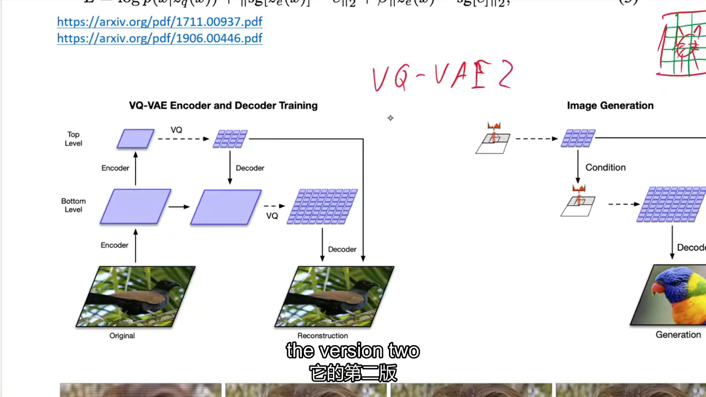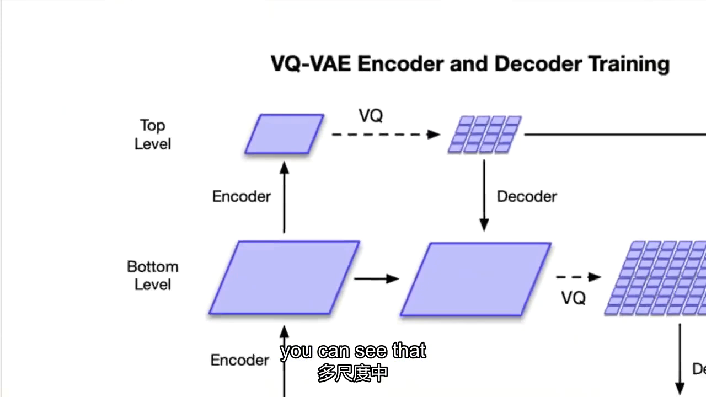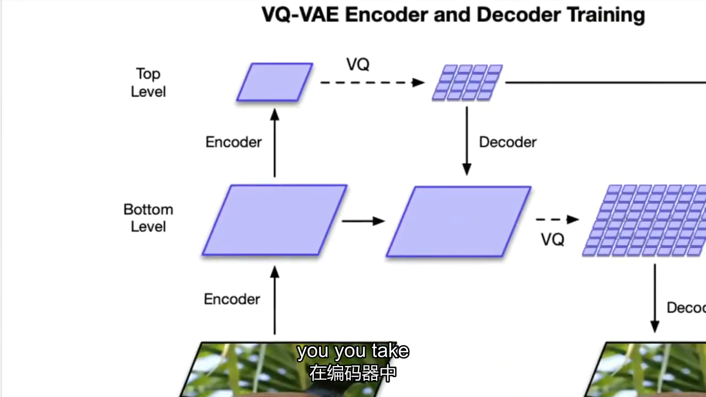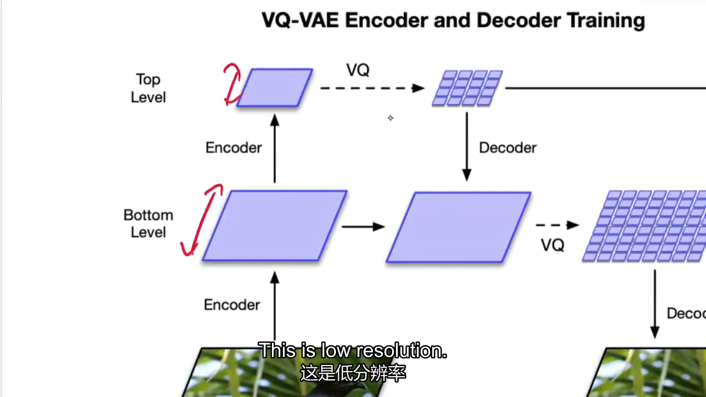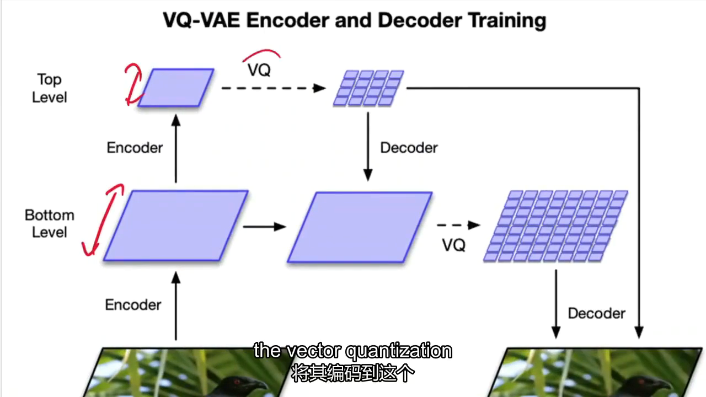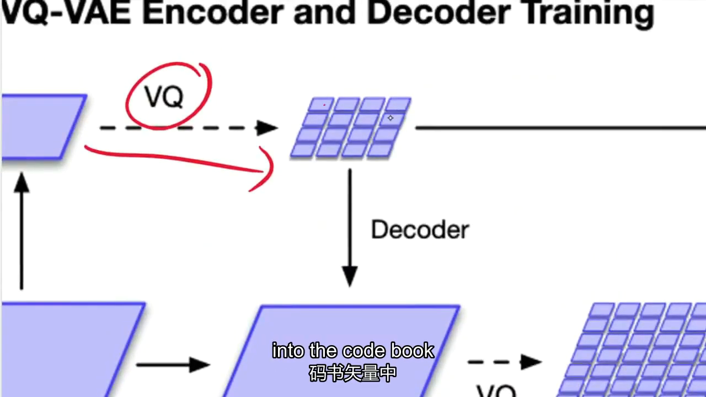Version 2 of it does the same thing, but in multi-scale. So here you can see that in the encoder, you take the image and you put it at multiple resolutions. So this is large resolution, this is low resolution. Then you use the vector quantization to encode this into this grid and encode this into the codebook vectors. So again, here maybe you have red, red, red, this is red, and this is the green one, and so on. So each square has to choose one of these 8,000 vectors to represent itself.